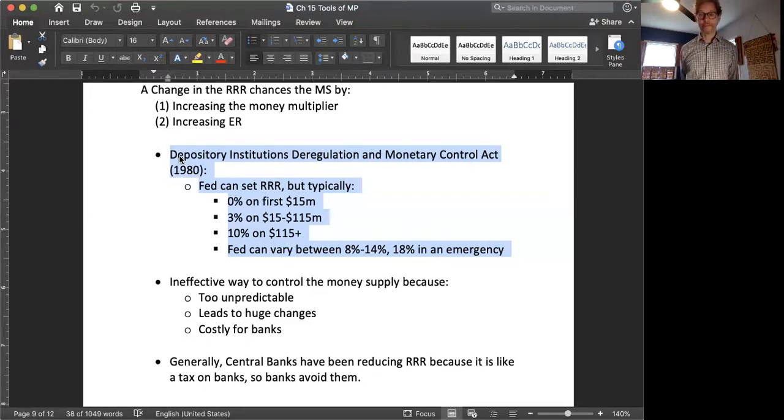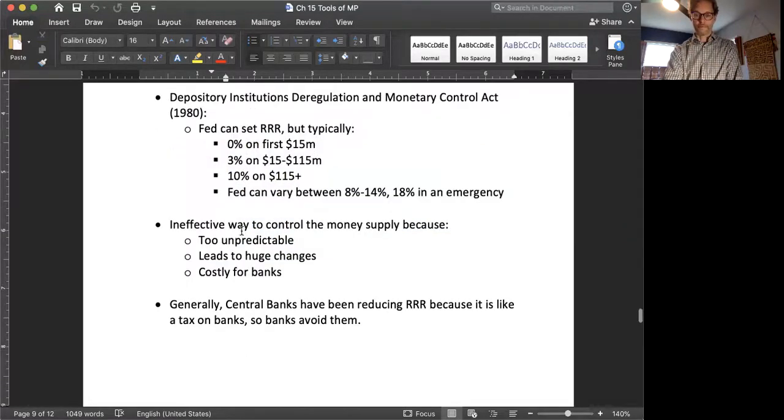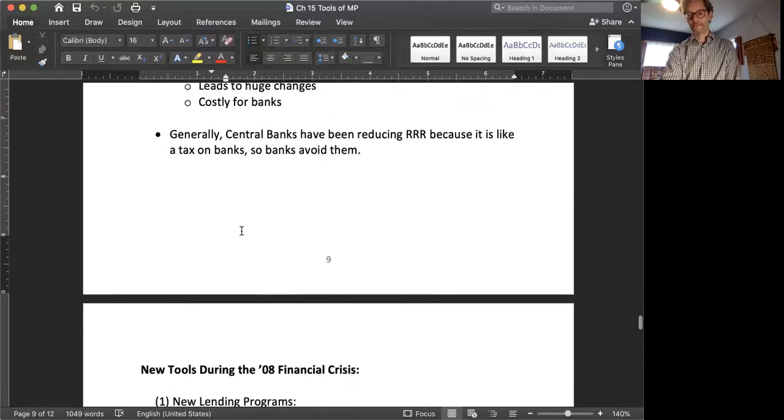The Fed can vary this though, right? Up to 18% in an emergency. But as I said, the Fed really doesn't like to change this required reserve ratio around. So the cutoffs have changed, but this same basic rate structure has existed for at least 20 years, and the Fed is very reluctant to change it.